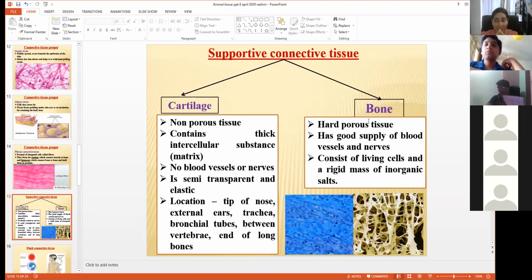Now, about the bone. The bone is a highly porous tissue. We say bone is so thick. How can a bone be a tissue? Children, it is a tissue.